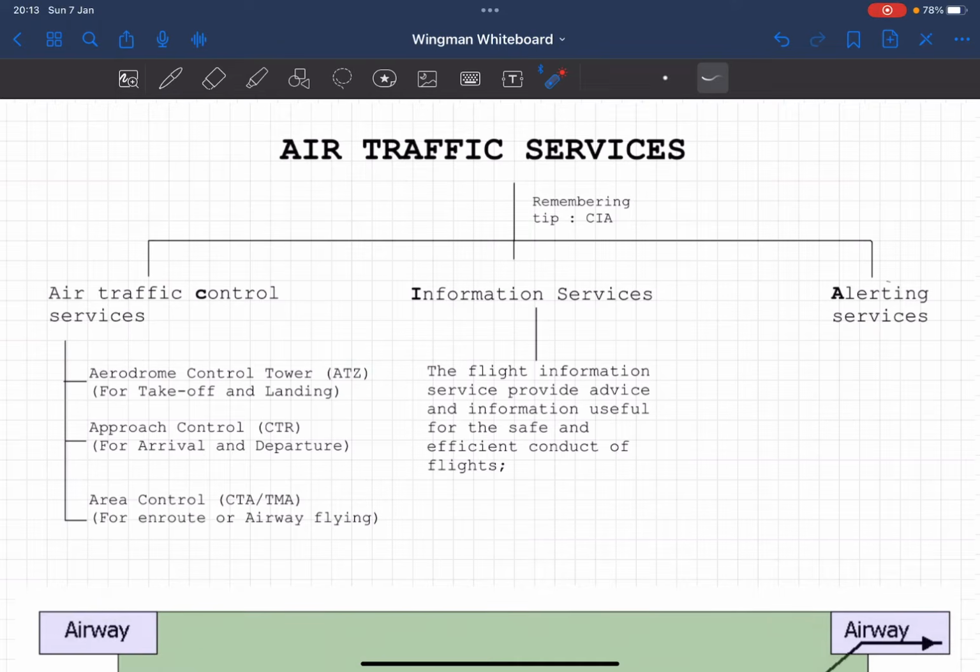See, the aerodrome control tower's main job is to deal with the takeoff and landing of an aircraft. What does the approach control deal with? The approach control deals with arrival and departure of an aircraft. Meaning, how does a normal flight take off? We are taxiing, we taxi out, we come onto the runway.